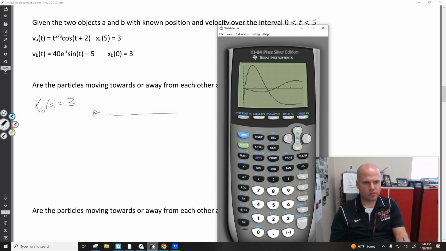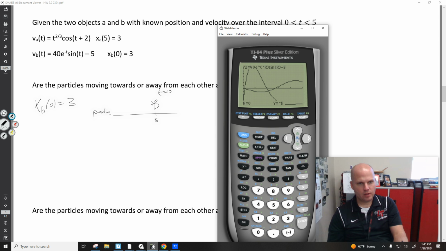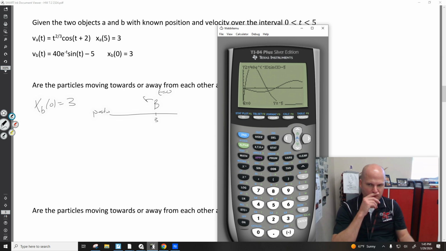Let's talk about a position graph. Here's position 3. Here's B at time 0. Particle B is the y2. At 0, the velocity is -5. If I plugged in 0 into VB, velocity is -5. That means my position is decreasing. I'm moving to the left. Cool.